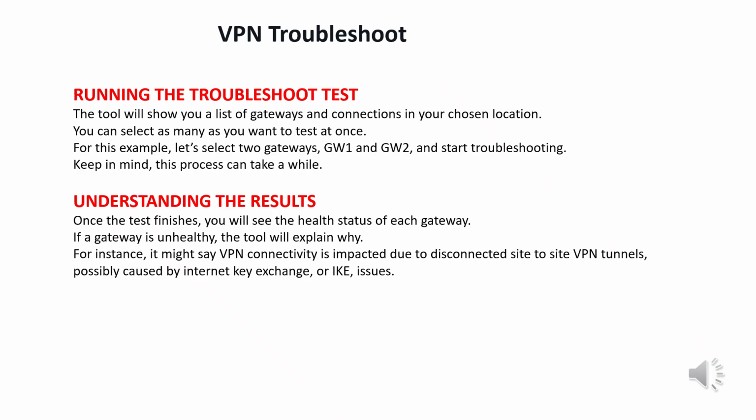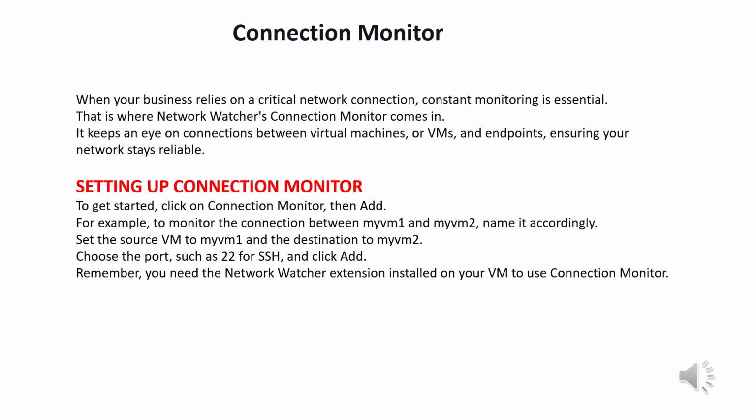Keep in mind, this process can take a while. Once the test finishes, you will see the health status of each gateway. If a gateway is unhealthy, the tool will explain why. For instance, it might say VPN connectivity is impacted due to disconnected site-to-site VPN tunnels, possibly caused by Internet Key Exchange, or IKE, issues.